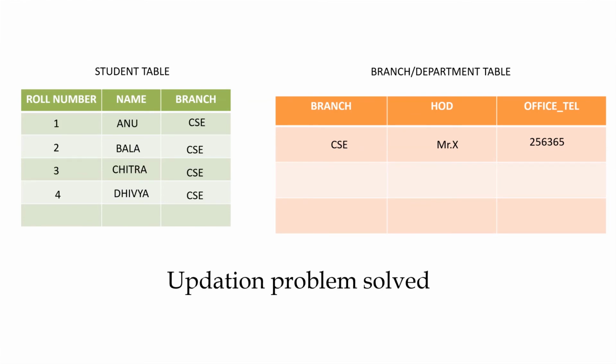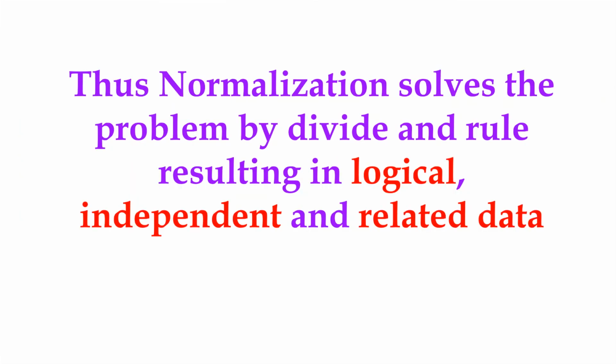Next is the updation problem. In the previous case, if I am updating a value and if I accidentally fail to update any row, then wrong information will be stored. But here, since I am maintaining a separate table, I am able to update the value in a single table. I need not update the details in all the tables. So my time will be reduced. Thus normalization solves the problem by the divide and rule concept. As a result, we will get a logical, independent and related data set.